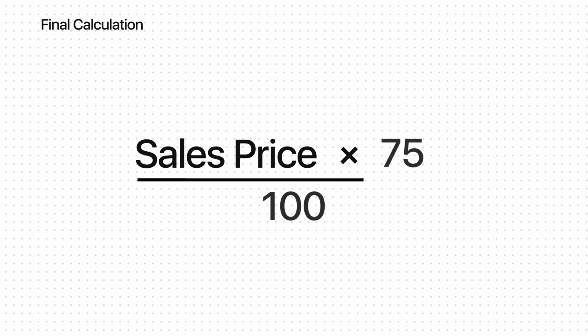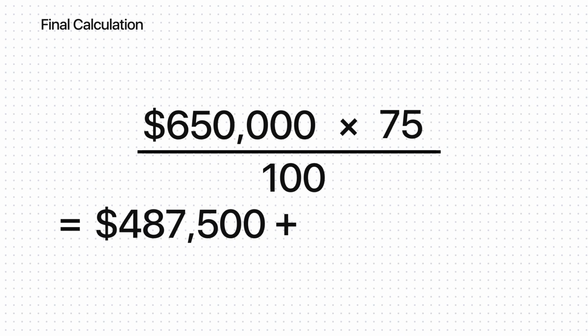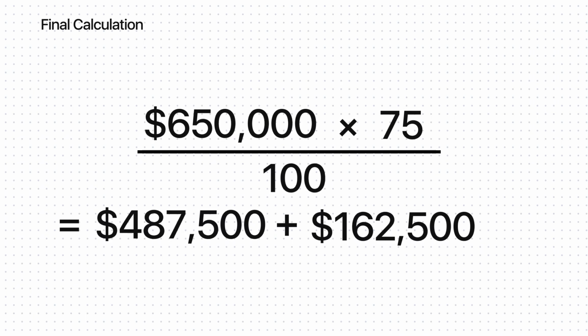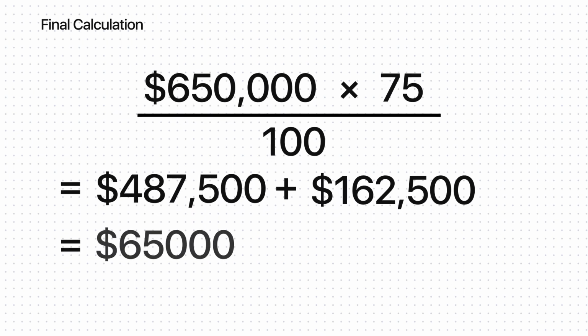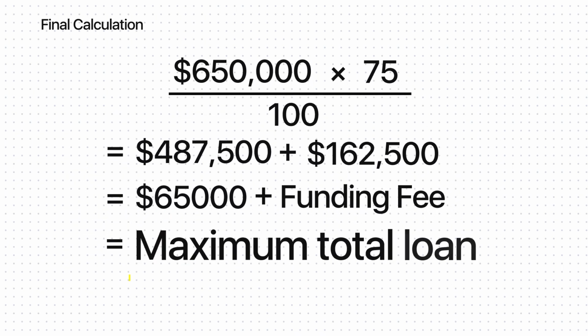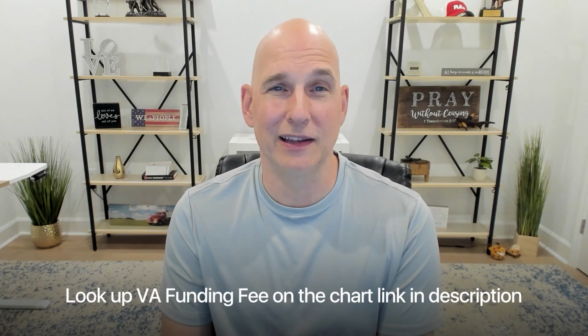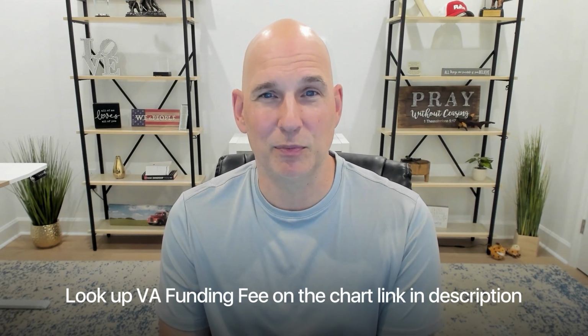Okay, now we're at the final calculation. We're going to take the sales price, multiply that by 75%. In our $650K example, that number is $487,500. We're going to add this number to your available entitlement. This is your maximum base VA loan amount. You're going to add your funding fee to this number for your total maximum loan amount. Again, if you want to calculate your funding fee, you can look up your funding fee on the chart. I will put a link in the description, and you simply multiply that percentage by the base loan amount.